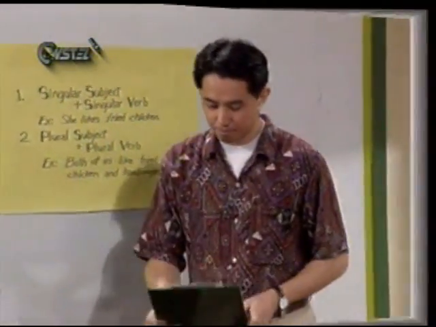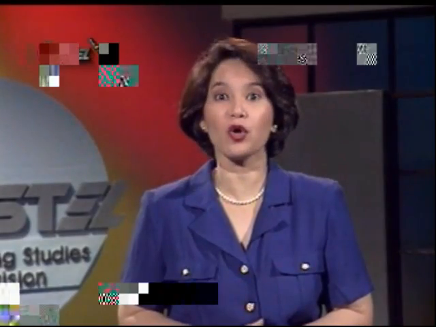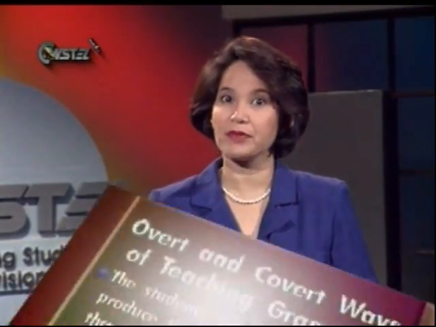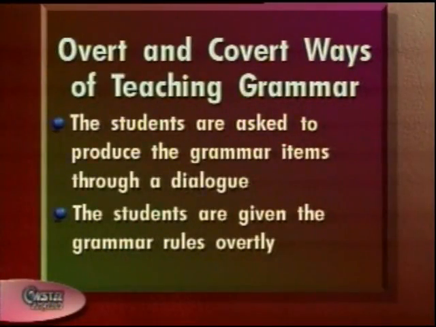All right? What you saw are both overt and covert ways of teaching grammar. Firstly, the students were asked to produce the grammar items through the dialogue. And then, the grammar rules were given overtly to the students. Next, let's see how the teacher leads the students to a controlled practice of the language.